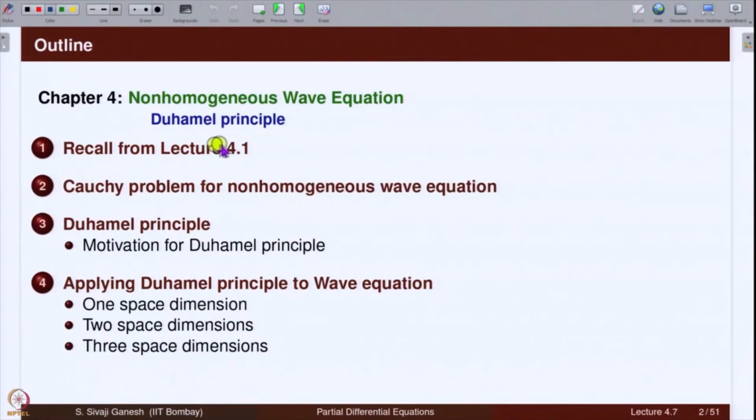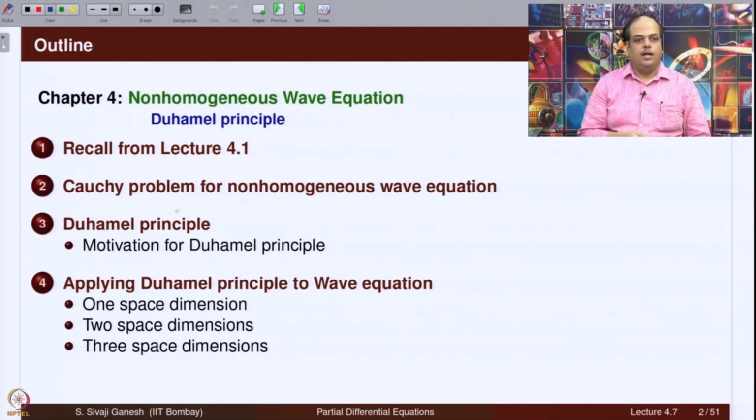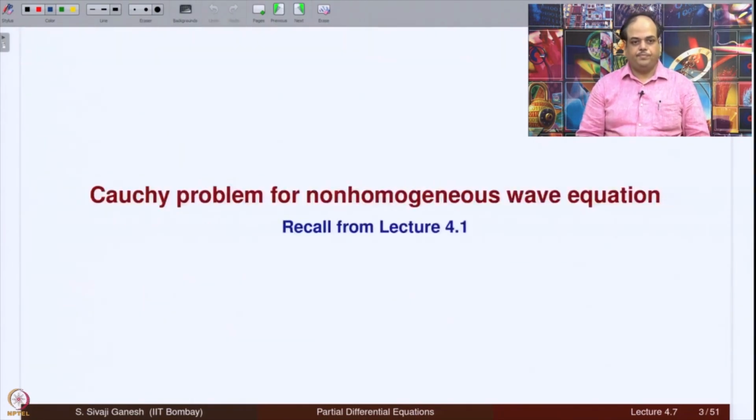First we recall certain things from lecture 4.1, and then we state the Cauchy problem for the non-homogeneous wave equation. Then we introduce Duhamel principle after giving a motivation for it. Then we apply Duhamel principle to the wave equation, and we do it for 1, 2 and 3 space dimensions.